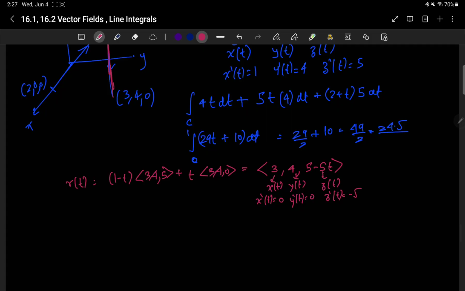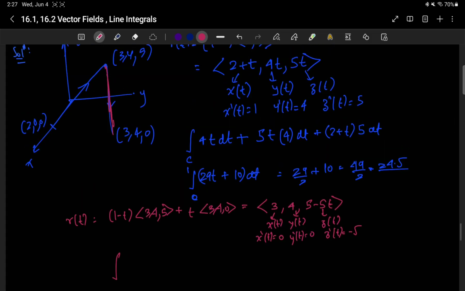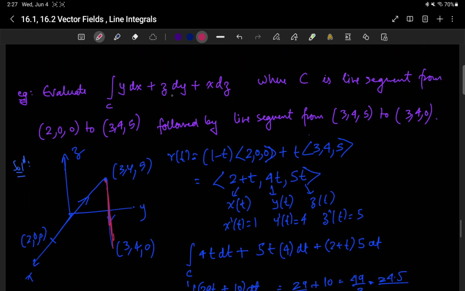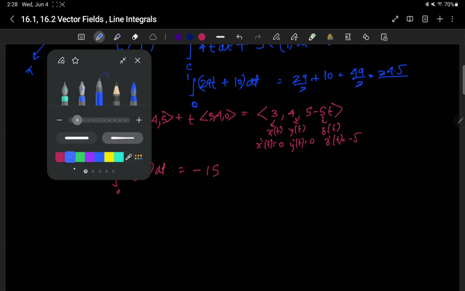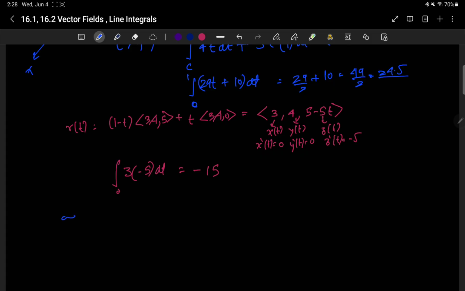So what does the integral now become? Most of it becomes 0 because x prime and y prime are 0. So these two become 0, and we are only left with x dz. So x is 3, dz is negative 5 dt, 0 to 1 gives negative 15. So adding, we get the net to be 24.5 minus 15, which is 9.5.